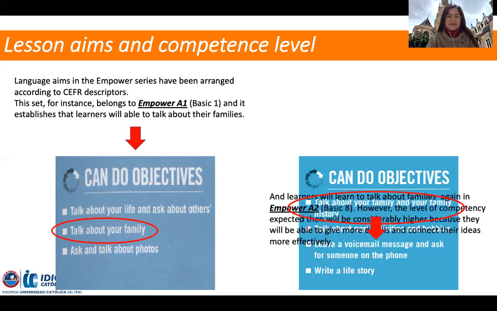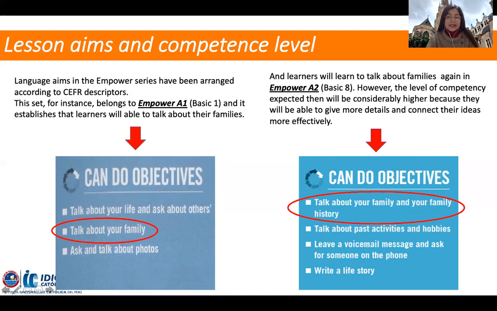Now, what is the difference? Now here, in this course, which is Basic 8, and it's the Empower A2, learners will talk about their families again. However, the level of competence expected has to be different. And we have to expect definitely more from those students complying with a similar objective because of the level. So here, students will be able to give more details about their families and connect their ideas more effectively. They will also be able to use some transitions, some connectors, some cohesive devices, right, that they didn't use before.